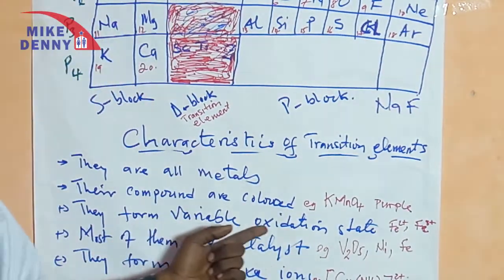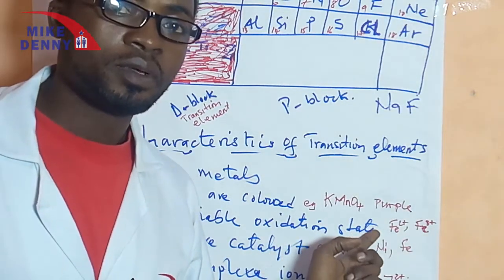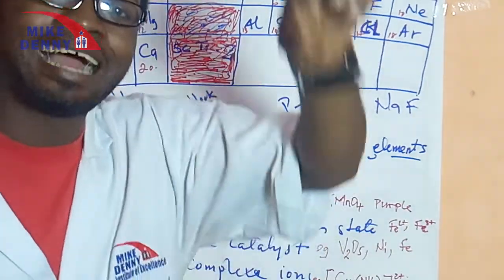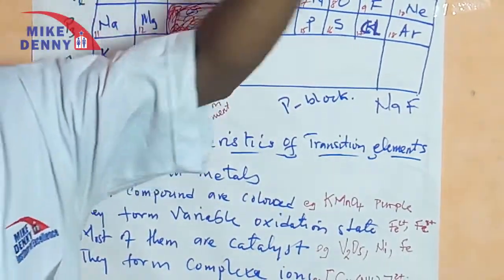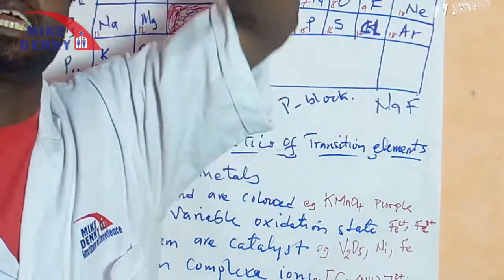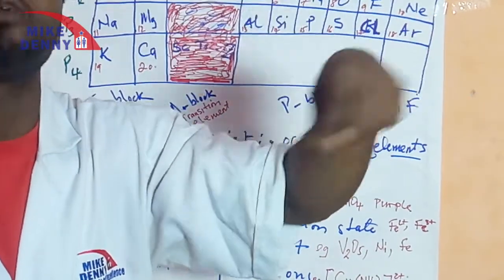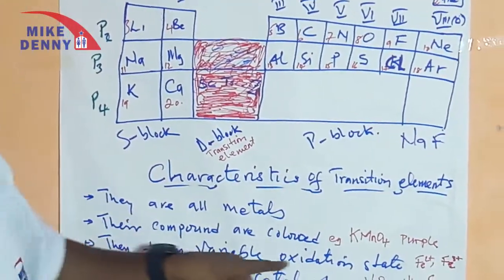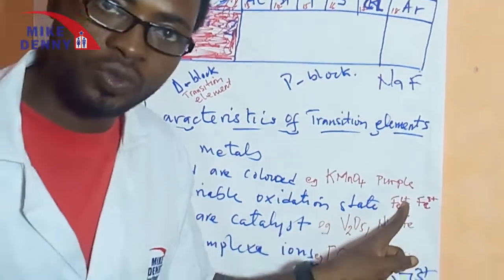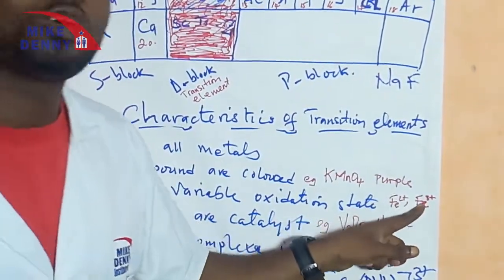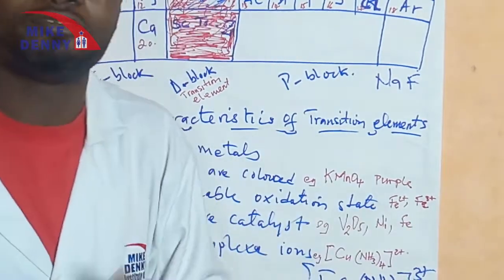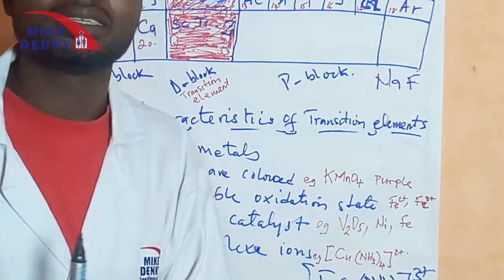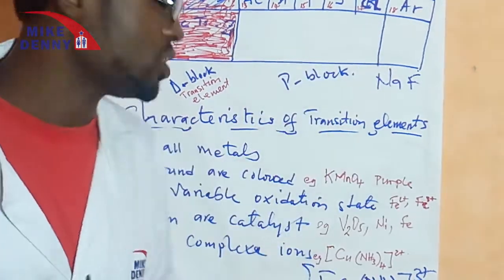That is a general characteristic of the transition element because they form colored compounds. We have the variable oxidation state. Like group 1 and 2, their oxidation states are fixed. Group 1 has 1 oxidation state. That means that the electron in the outermost shell is 1. So it makes up their oxidation state or their valency. So here we have iron 2 plus, iron 3 plus. It means that the oxidation state varies from iron 2 to iron 3. That's the most important characteristic of the transition element.